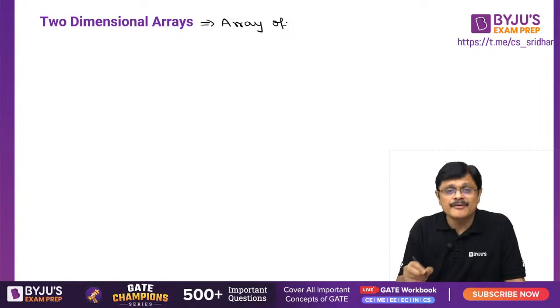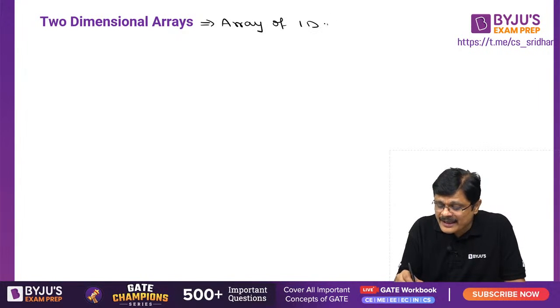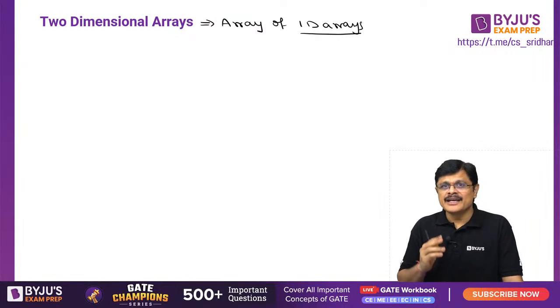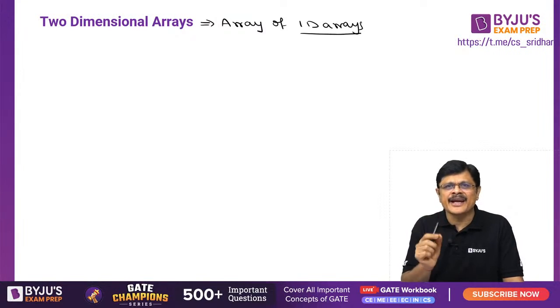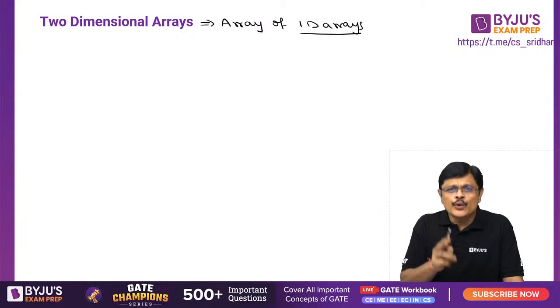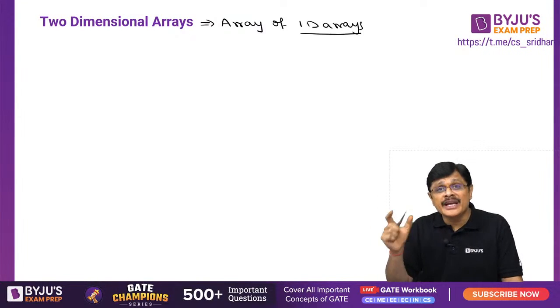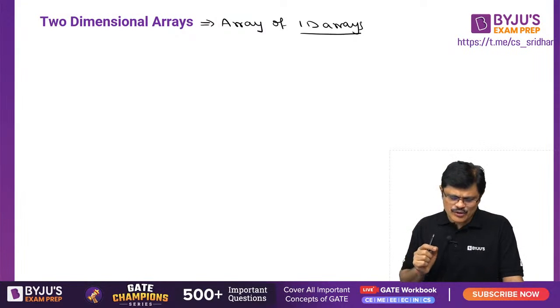Array of what? It is an array of 1D arrays. See, if you understand this logic, whether it is a 3D array or a 30-dimensional array, you can easily understand. The idea is an array is an array of something. If it is a 1D array, it is an array of simply numbers or characters. 2D array means what? Array of 1D arrays. 3D array means array of 2D arrays. Is it clear? So that is the idea.